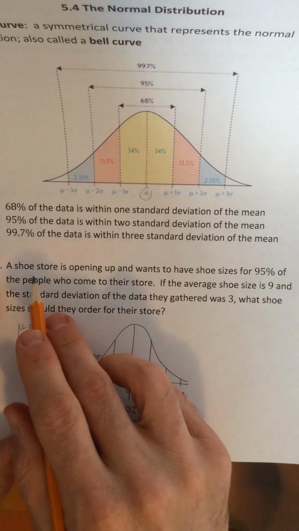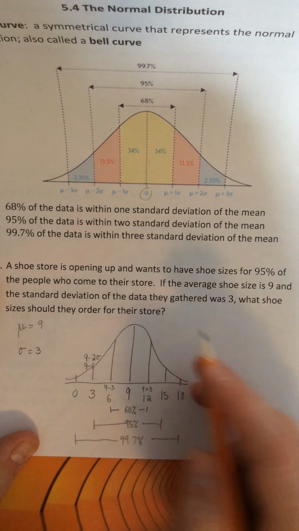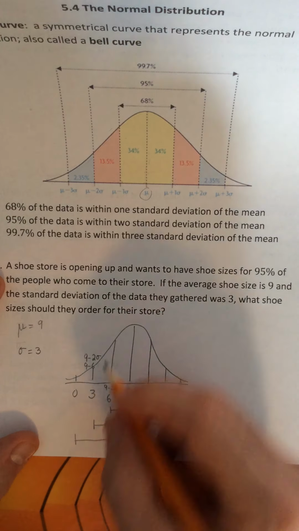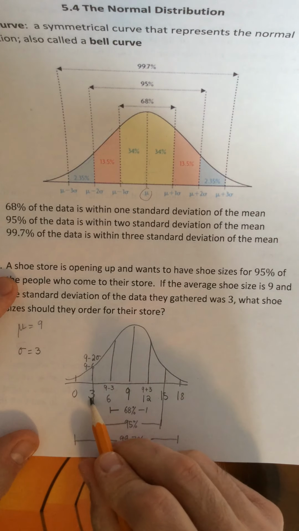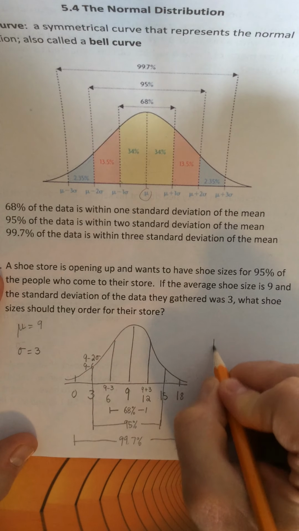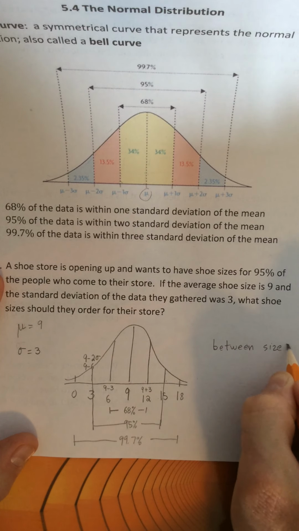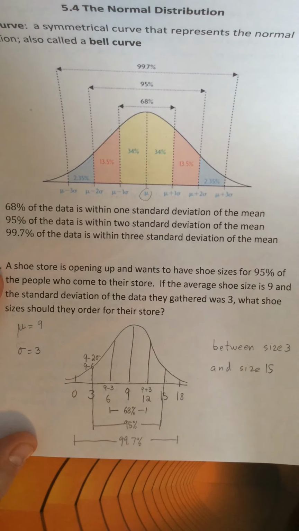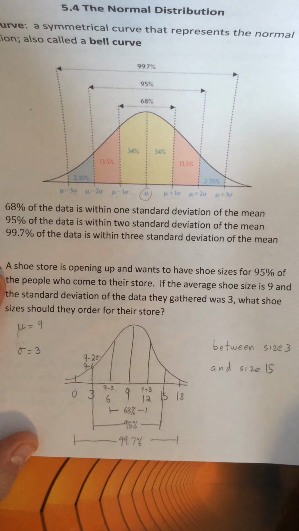So for us, the question is asking what shoe sizes they should have for 95% of the people who come to their store. Since the average is 9 and the standard deviation is 3, 95% of the customers should have between shoe size 3 and 15. So the shoe sizes they should order should be between size 3 and size 15. If they order between these sizes, they should cover 95% of the data.